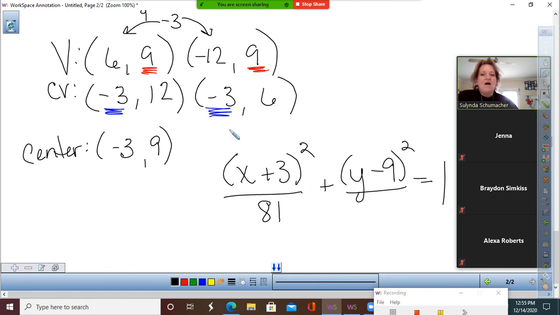In between 12 and 6 is our center of 9. So again, what's the value from 12 to 9 or from 9 to 6? That's just 3. So we're going to square 3 and put it under our y.